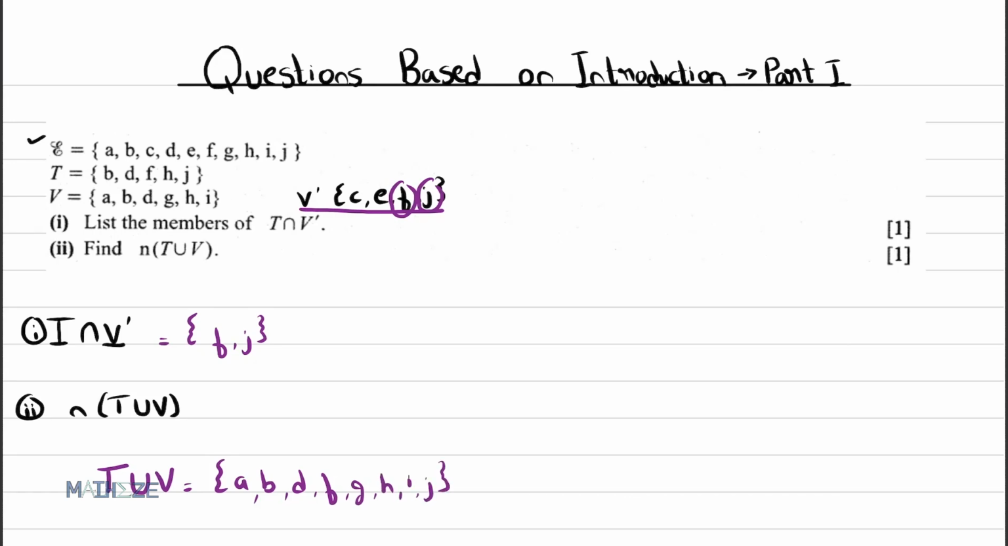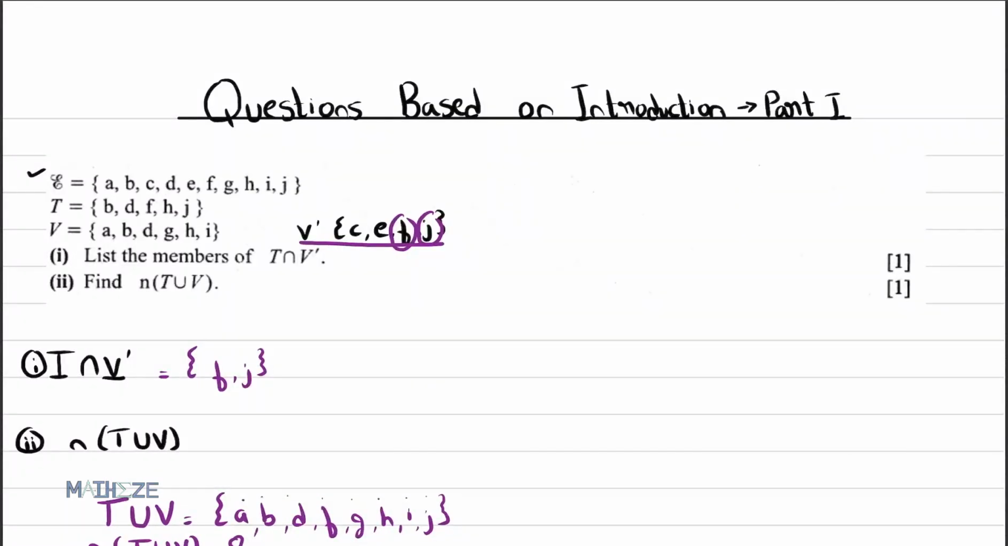Will we get the marks? No, because the question is saying n of T union V. What does n mean? Number of elements. How many elements are here? 1, 2, 3, 4, 5, 6, 7, 8. So my answer will be 8. Do you get till this point, guys?